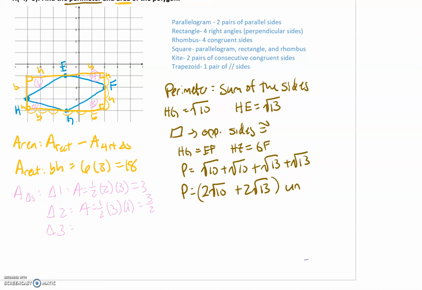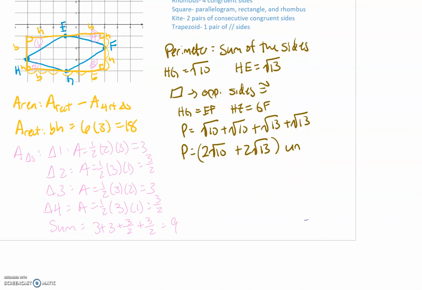Triangle 3, and you can see I'm just doing the same thing over and over again: 1/2 of 3 and 2 is 3. And with triangle 4, once again, area is 1/2 of base times height, 3/2. So the sum would be 3 plus 3 plus 1.5 plus 1.5. So 3, 6, 9. Then my total area of EFGH is 18 minus 9, or once again, 9 square units.